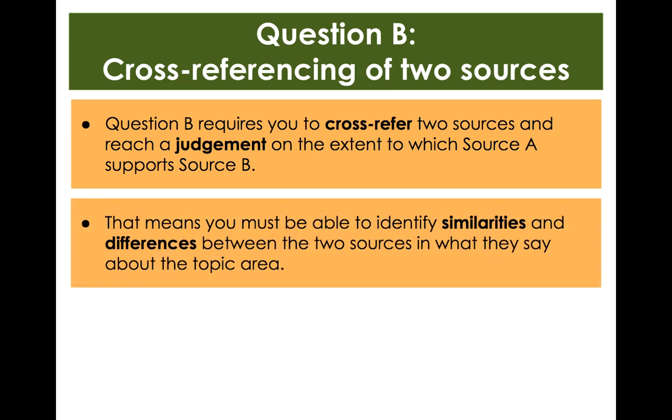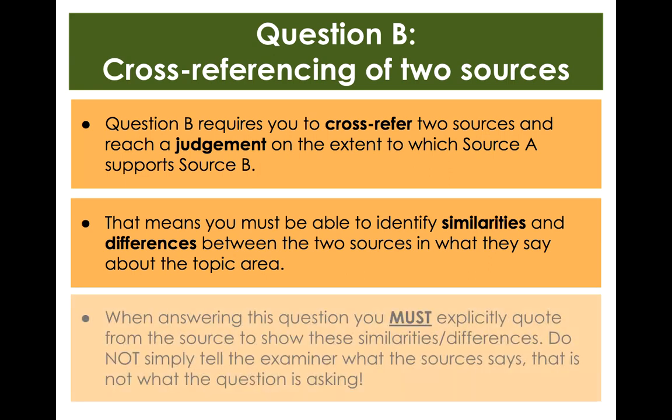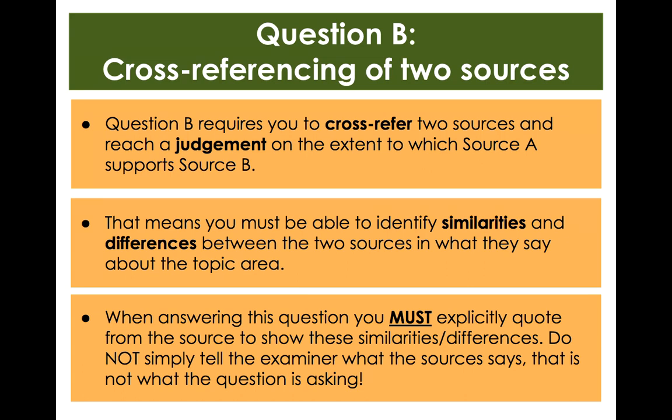So the two sources you'll get, there'll be some similarities between them, but there will also be some differences. And that's the key part of this question. When answering this, you have to talk about how the sources are similar or how they support each other, but you also must talk about how they challenge each other or how they are different to each other. And in doing that, you must explicitly quote from the source. So you're picking extracts out, parts of the source out, and copying and pasting them into your answer to support how the two sources either support or challenge each other.